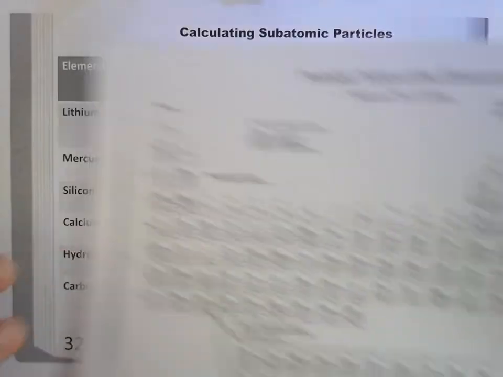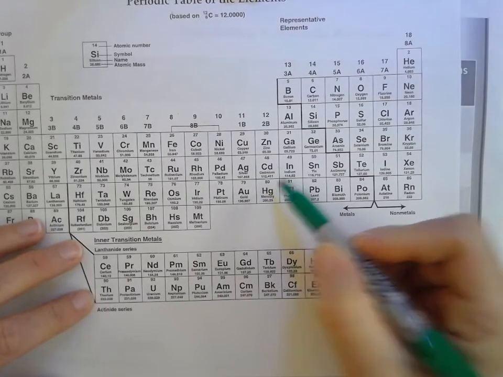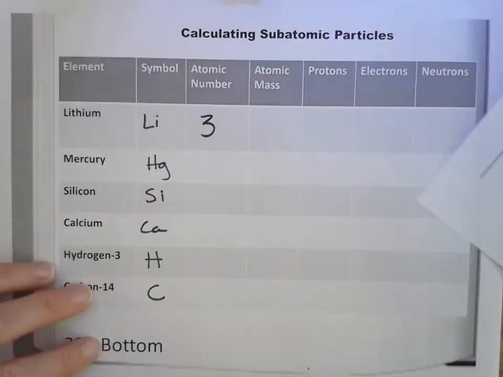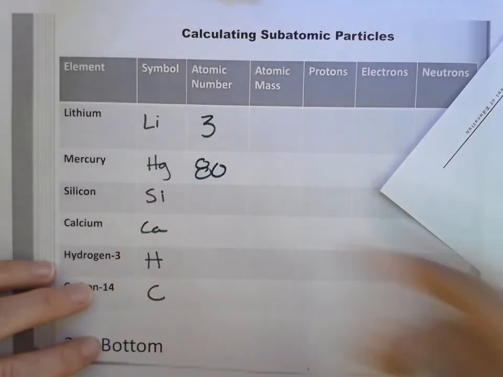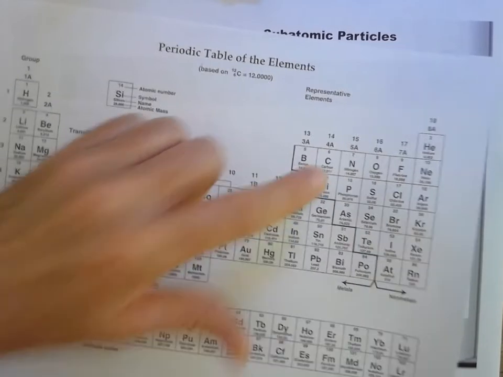Mercury is over here, Hg. The atomic number is 80, so that's the atomic number. Silicon, we're skipping over one. Silicon's right here. Top number is atomic number, so it's 14.